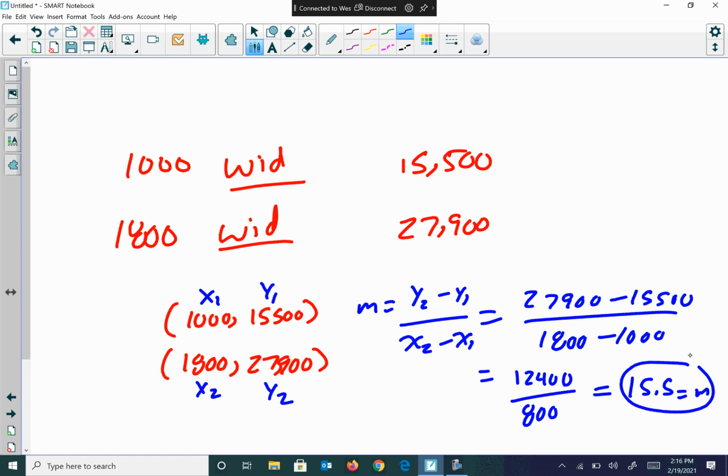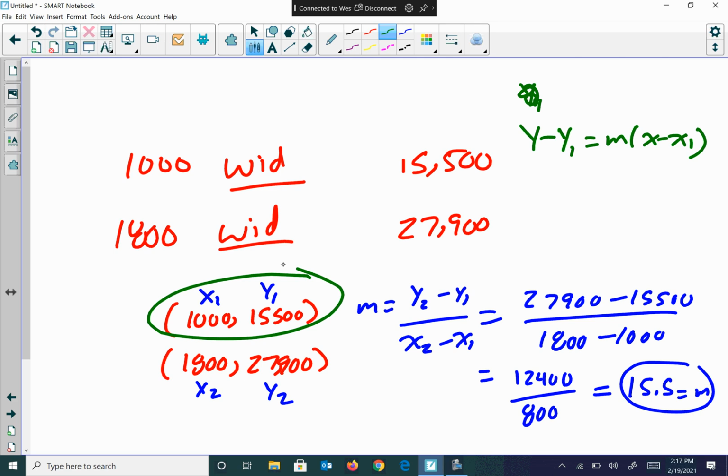Once you find your slope, you can use your point slope equation, and it doesn't matter which point you use. y minus y1 equals the slope, x minus x1. Pick one of your sets of points. I'll pick this one. So I'm going to get y minus 15,500 equals slope, which is 15.5, and then x minus 1,000.